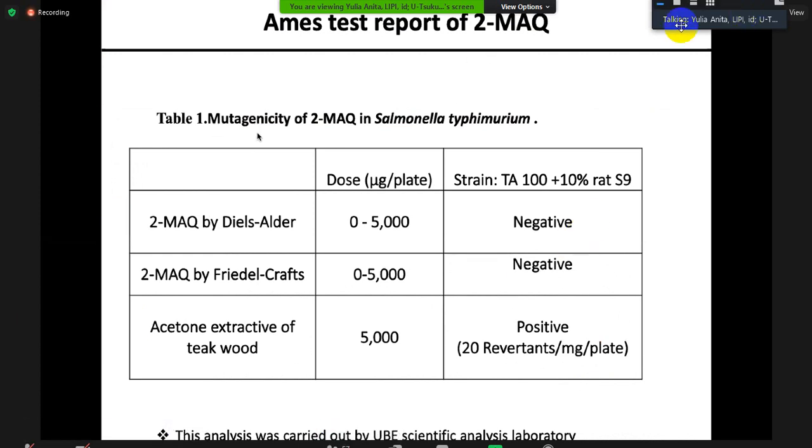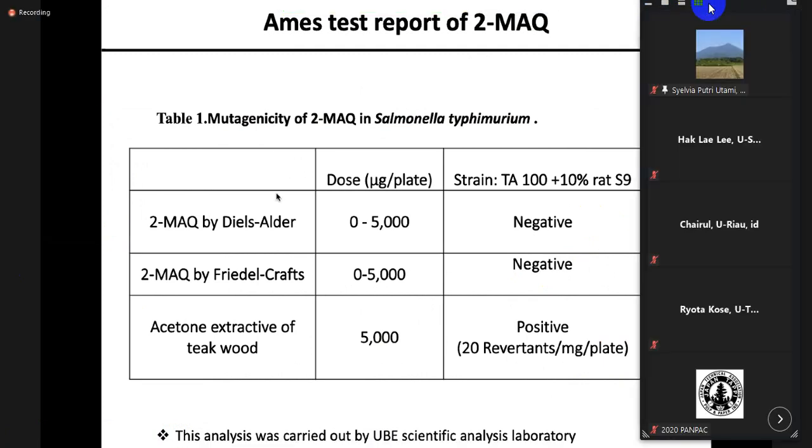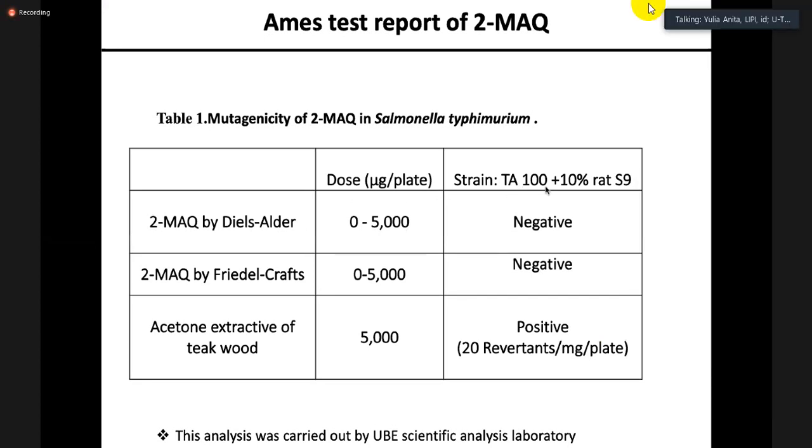In Table 1, the mutagenicity of 2-MAQ using Salmonella typhimurium: 2-MAQ by synthesis with dosage 0 until 5,000 micrograms per plate using strain TA100 with 10% rat liver, the result is negative. Also for 2-methylanthraquinone by kraft reaction with the same dose, 0 until 5,000 micrograms per plate, the result is negative. But using acetone extractive of thickwood with the dose 5,000, the result is positive. The result is 20 revertants per milligram per plate.